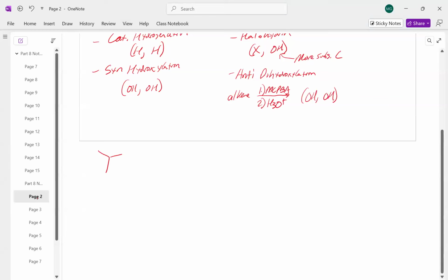The easiest is when we have a symmetrical alkene. Because regardless of whether we do a syn or anti addition of two groups, we're never going to make a chiral center. And so there's only one product. There are no stereoisomers.